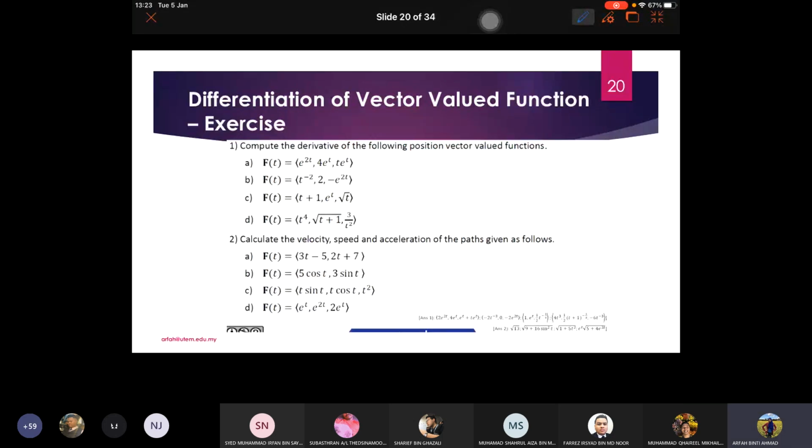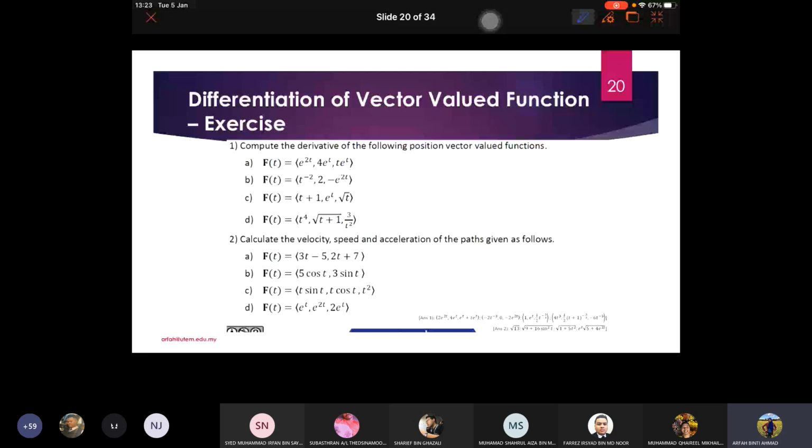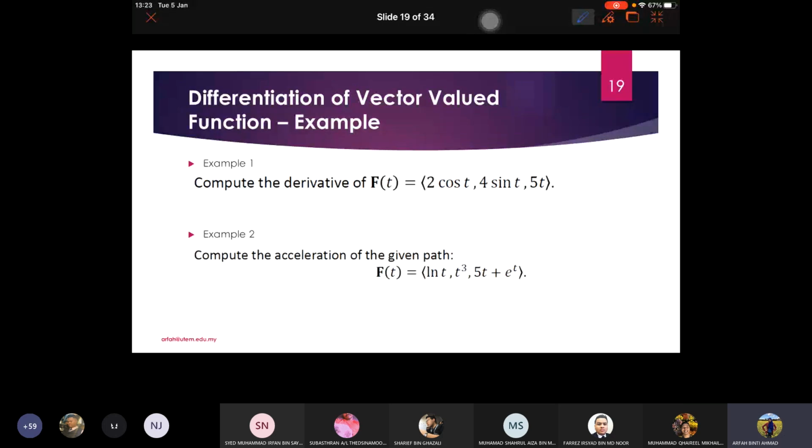So cuba buat this example. Example ni. Compute the derivative of F(t), vector F yang mana dia sama dengan 2 cos t i tambah 4 sin t j tambah 5t k. Okay. And then compute the acceleration. Acceleration is derivative, F prime t of the given path where you have ln t i tambah t kuasa 3 j tambah 5t tambah exponential t k. So cuba buat this one. It's very simple and straightforward.